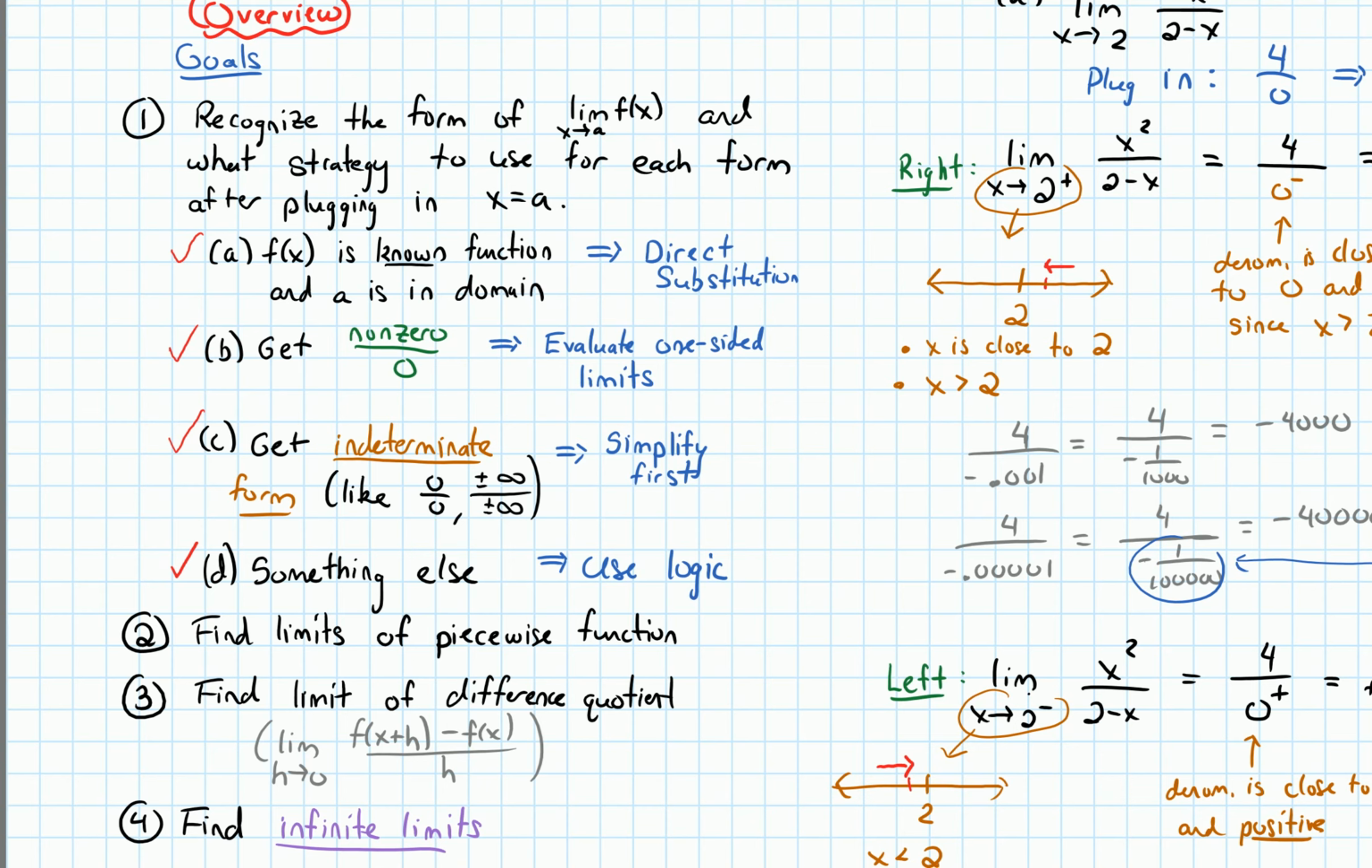In terms of our goals, we have finished learning goal 2, which is how to find limits of a piecewise function. In the next video, we will find a limit of a difference quotient. We'll see these a bunch when we introduce the definition of the derivative, but we can actually handle them right now based off of what we know about limits.